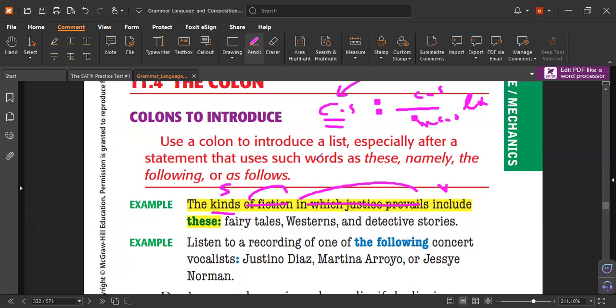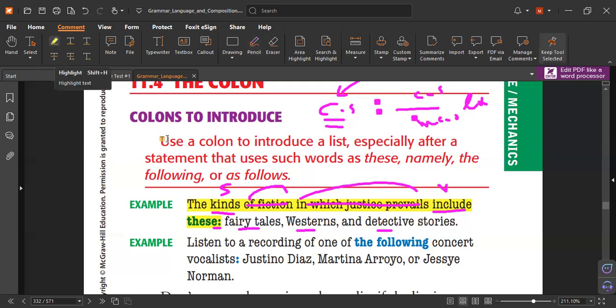Now we need to check before: is it complete? Yes, the kind, the subject, then the verb, and if the subject is plural, the verb is plural. And the kinds include these, and then the colon. So before the colon is complete, and after the colon he adds examples, a list. To what? To clarify, to explain, to illustrate what these are exactly. Yes or no?